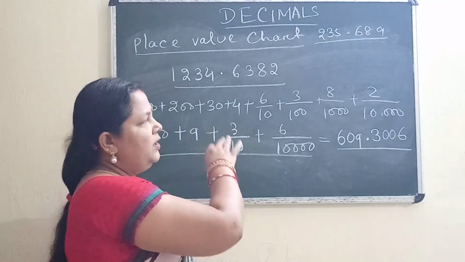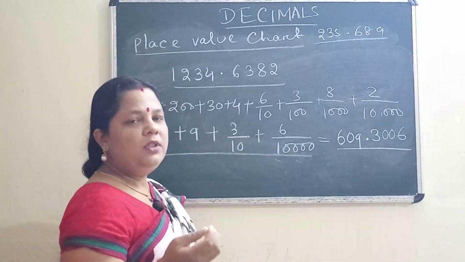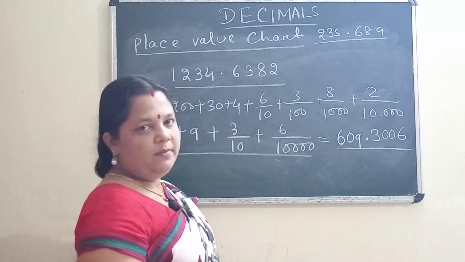So children, for today only this much you have to practice. Next class we will proceed to how to know like and unlike decimal numbers.